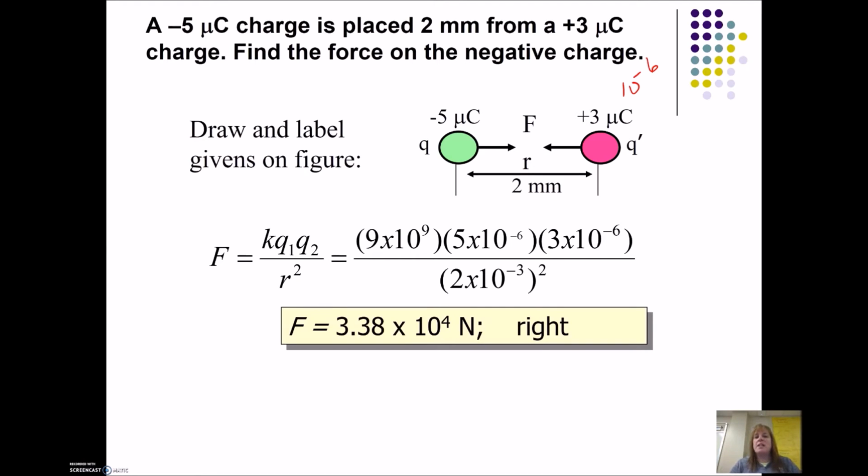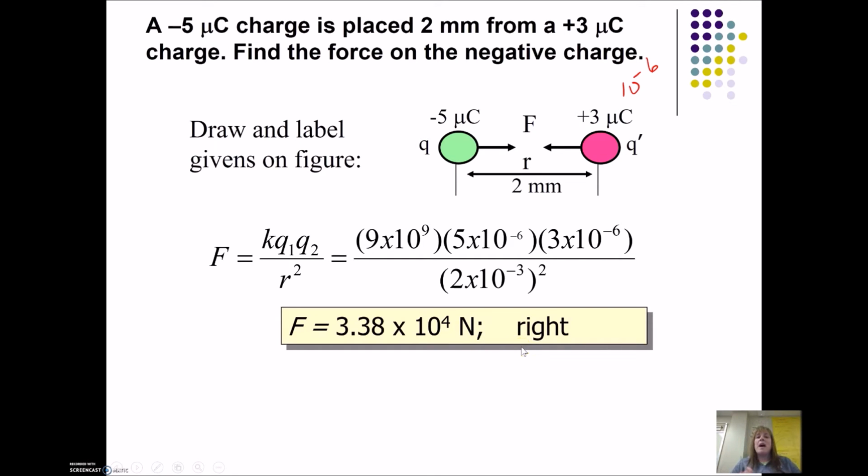Well, if you did this right, we have a distance of 2 millimeters apart, so there's my distance. And here's our k, 9 times 10 to the 9th. Here's the one charge. Notice that we're not using the negative in the calculation, so 5 times 10 to the negative 6. And here's 3 times 10 to the negative 6. Make sure you're working in meters for distance. So we need to convert that 2 millimeters into either 0.002 meters or 2 times 10 to the negative 3rd. And don't forget to square it. If you do this correctly, you should get 3.38 times 10 to the 4th newtons.